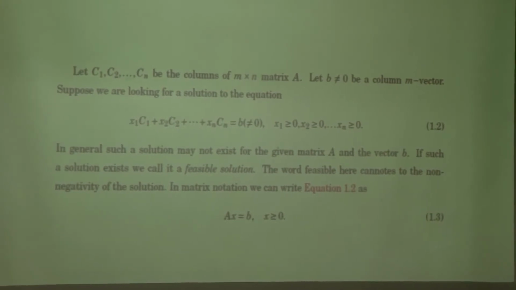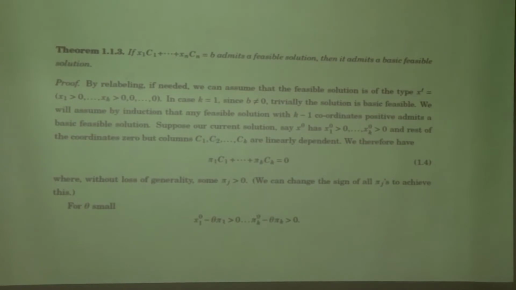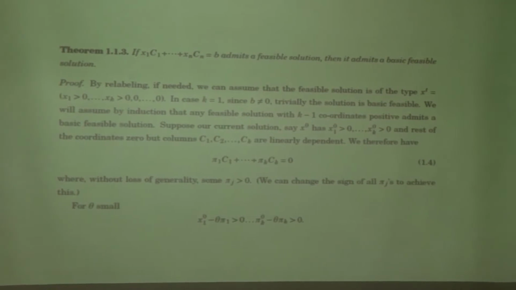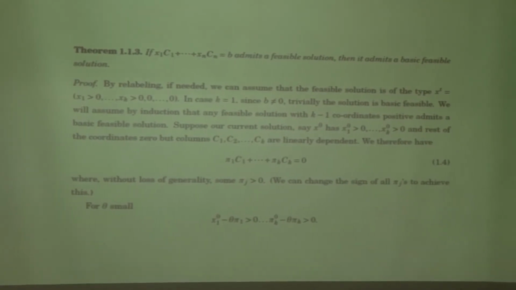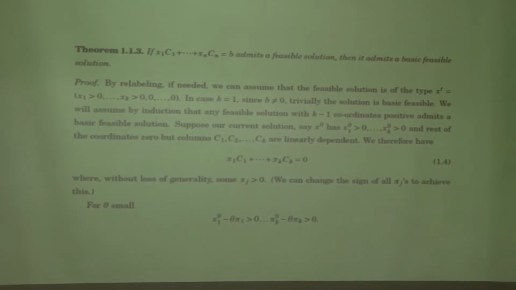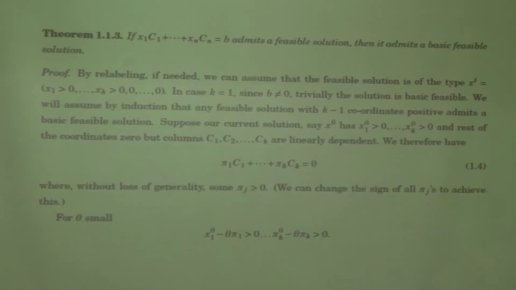In matrix equation notation, you can write like this. Push the next page. See that. Okay. If x1 c1 plus ... plus xn cn admits a feasible solution, then it admits a basic feasible solution. What does it mean? It admits a solution where those coordinates which are positive, the corresponding columns are linearly independent. The proof technique is essentially what I wrote previously, the same trick, nothing special. In fact, it's easier than the previous case. Okay? It's the same thing. So can you push maybe the end of it?